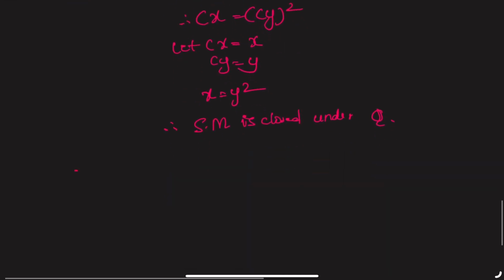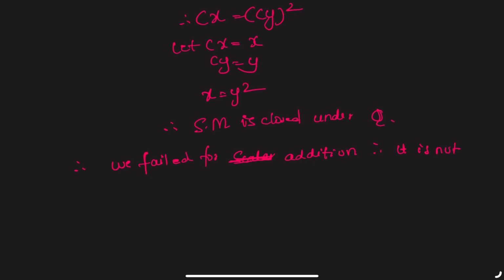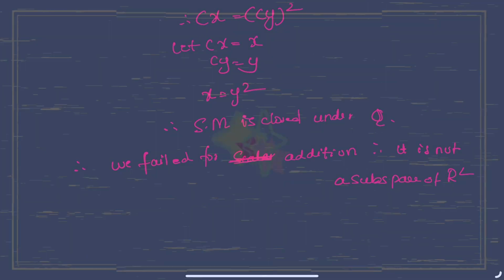But I have to write the whole assumption, because one thing was not included. We failed the addition property, so I can say that it is not a subspace of R squared, because one condition has failed. As a whole, it is not a subspace of R squared. That is all. We'll continue in the next class. Thank you.